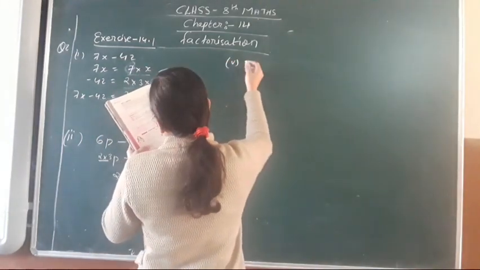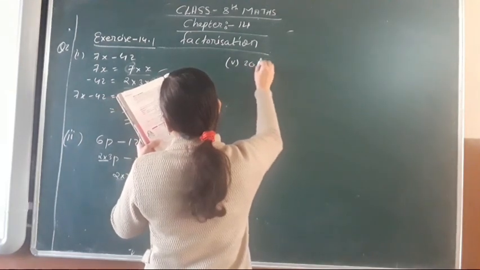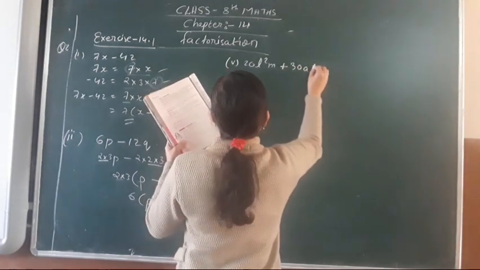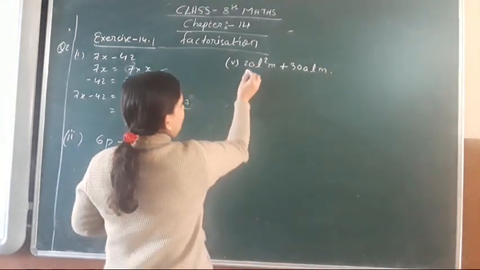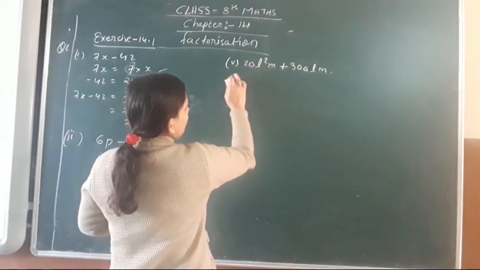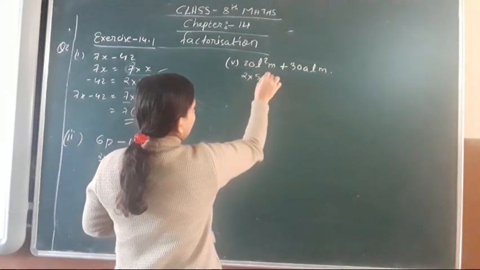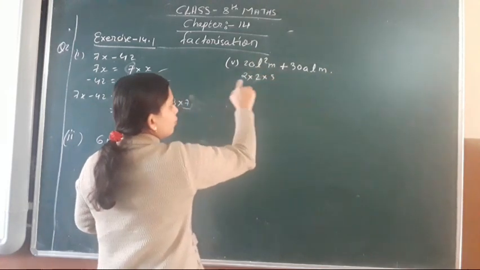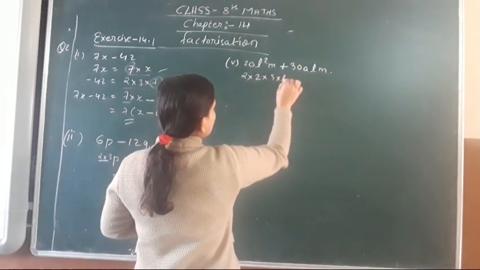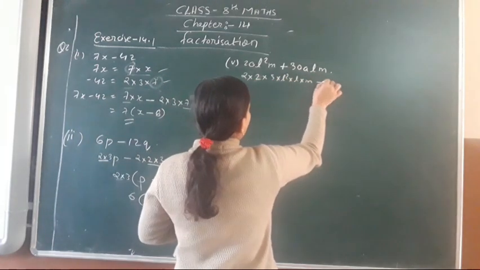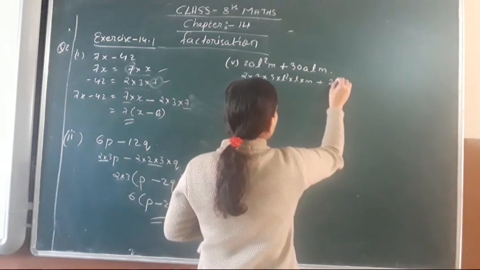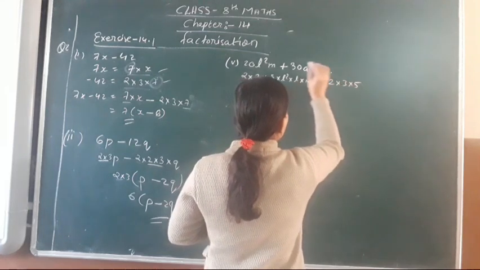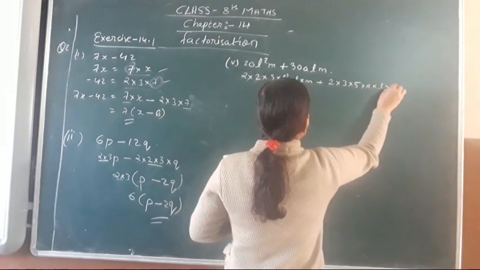Let's do the fifth part. Okay, 20l square n plus 30alm. This is the expression we are having. So 20 factors can be written as 2 into 2 into 5. 4 5s are 20. L square can be written as l into l, into m, plus 30. 30 factor will be 2 into 15, that means 2 into 3 into 5, into a into l into m.